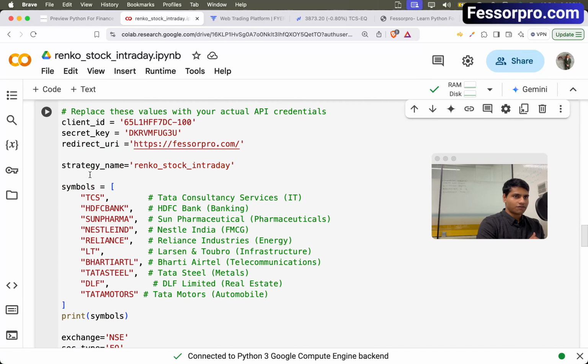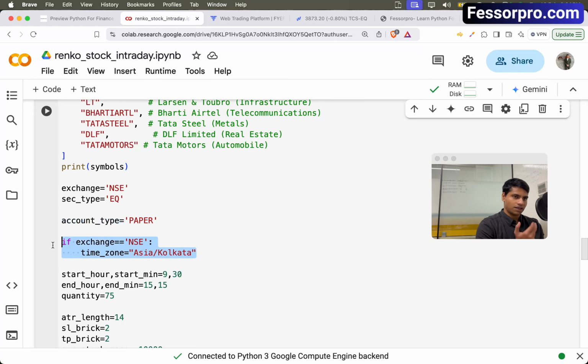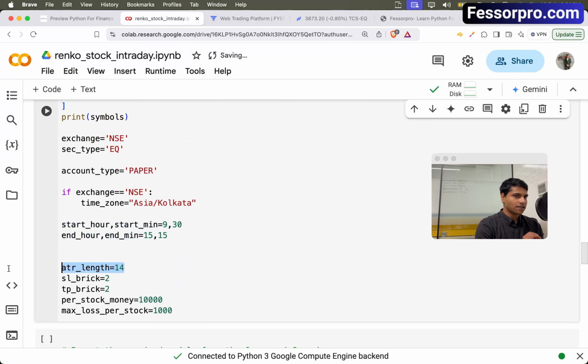After specifying the stock name, you can also give the strategy name. If you want to run this for the live market, just change this to live, and this will work for the live market. This remains the same. Also, start time and end time. If you want to start your strategy at some other time, or end at some other time, you just change this variable. Then ATR length. Let's say you want to use some other ATR length to calculate the brick size. You can change this.